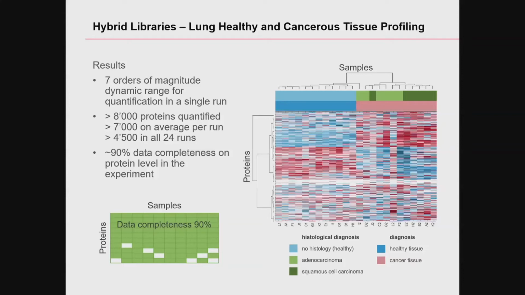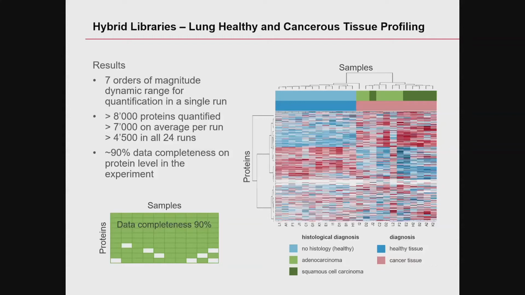So this is actually a Z-score transformed protein matrix that I have shown here. So it's profiles of protein quantities. And there is a huge body of proteins that are downregulated in healthy tissue and a huge body of proteins that are upregulated in healthy tissue as compared to the cancer tissue.